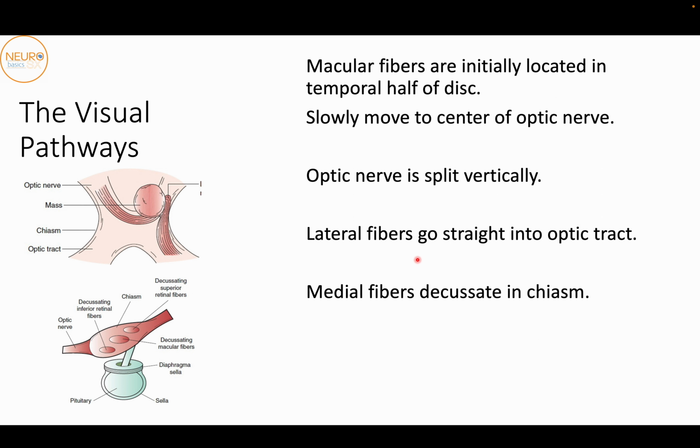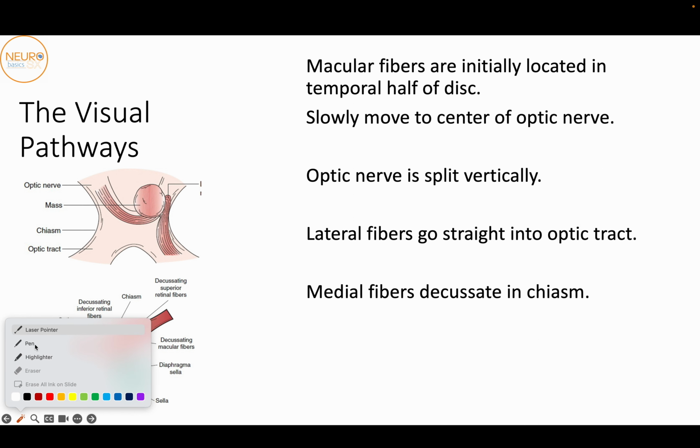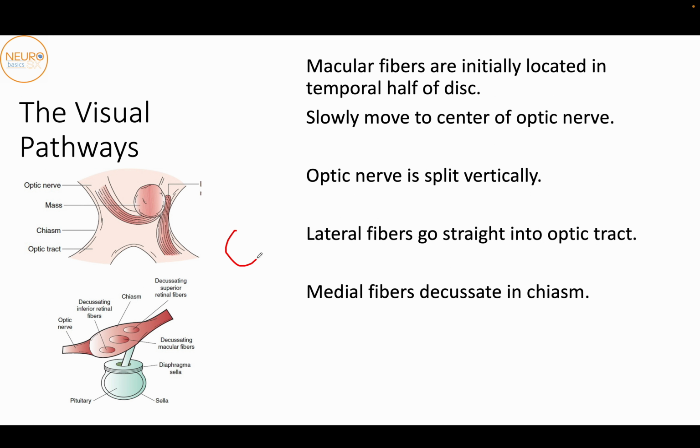The optic nerve itself is split vertically, so the nasal retina is represented medially and the temporal retina is represented laterally. So with the optic nerve, it's quite clear. So this is the optic nerve. The macular fibers will be in the center, and it is split vertically. So on the nasal side, for example, you have the nasal retinal field or the temporal visual field. And on the temporal side, you have the temporal retinal field or the nasal visual field. So this is maintained throughout the optic nerve.